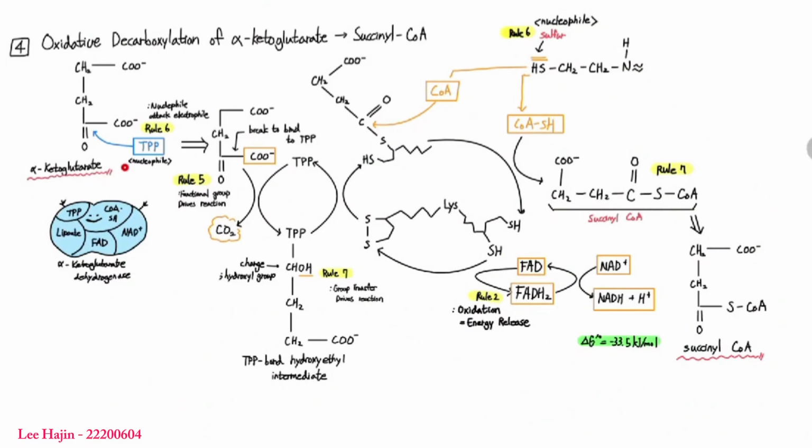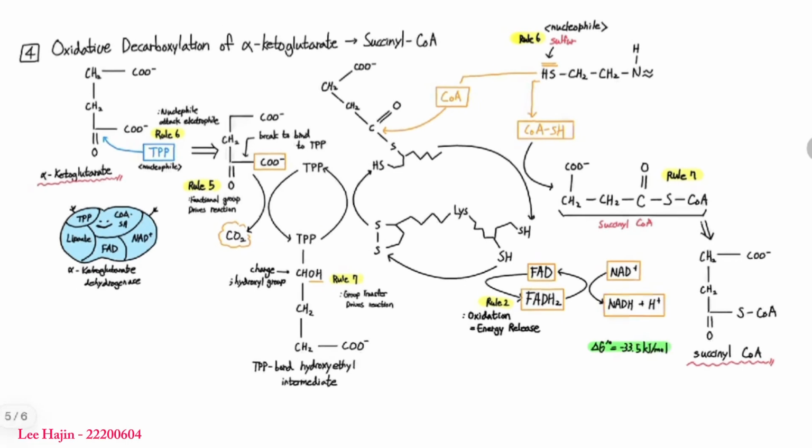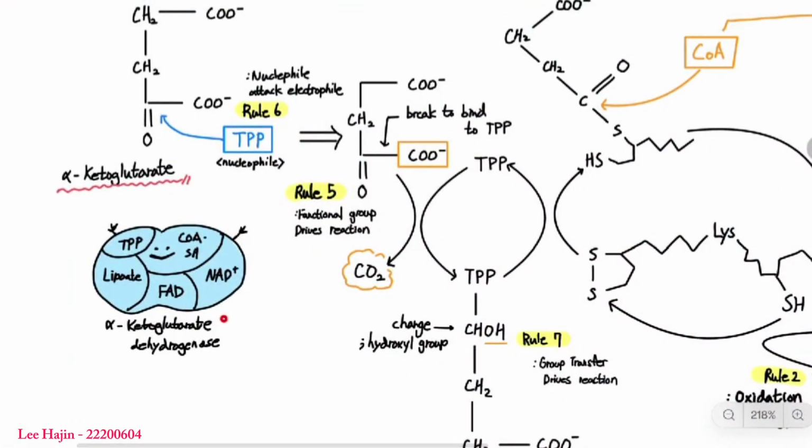This step is from alpha-ketoglutarate to succinyl-CoA, a very similar step to pyruvate to acetyl-CoA with the same cofactors, so you should go back and check. This reaction is catalyzed by a multi-enzyme complex, the alpha-ketoglutarate dehydrogenase complex, using these 5 cofactors. Remember, this step is also an oxidative decarboxylation step.